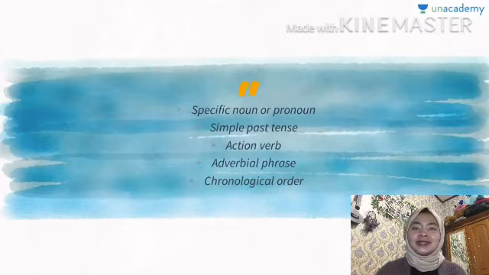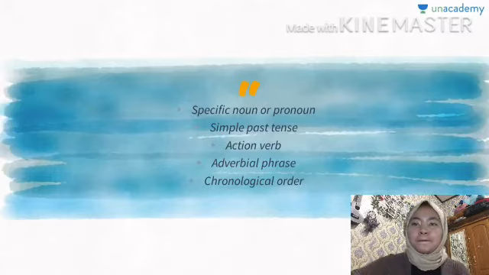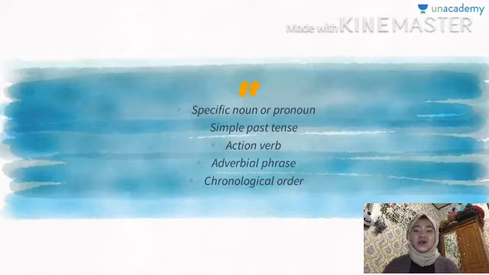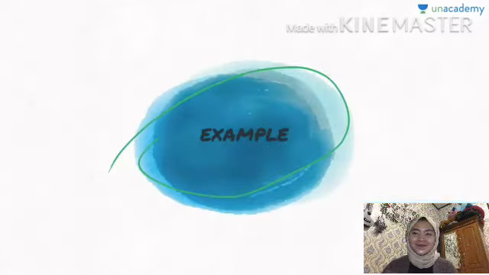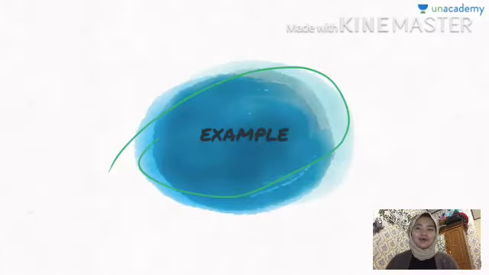And the last is chronological order. Why do we use chronological order in spoof text? Because chronological order follows the sequence of events, first, then next, and so on. Okay, let's move on to the example.